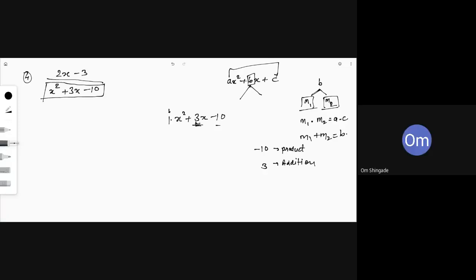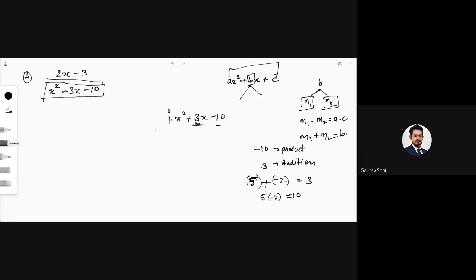Plus 5x minus 2x. 5 and minus 2. Yes. Okay. So 5 and minus 2 are numbers such that 5 plus minus 2 will become 3, and 5 into minus 2 is becoming minus 10. Okay. So this is the idea.